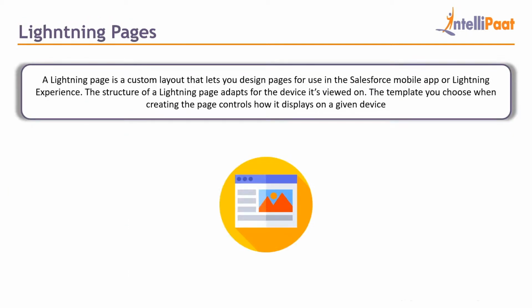The next concept, which is very important, is a Lightning page. So what is a Lightning page? A Lightning page is basically a custom layout that lets you design a page for use in the Salesforce mobile app, or it could be on the Lightning web browser experience as well. So it is available on both the mobile platform as well as your desktop application. Right. The speciality of the Lightning page is that it adapts to whatever screen it is being viewed on.